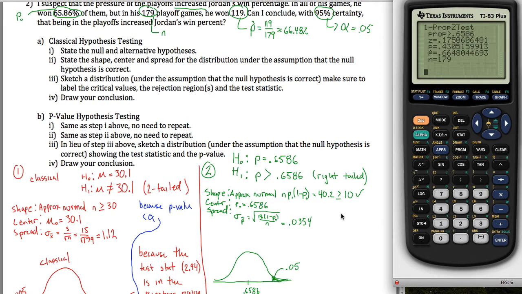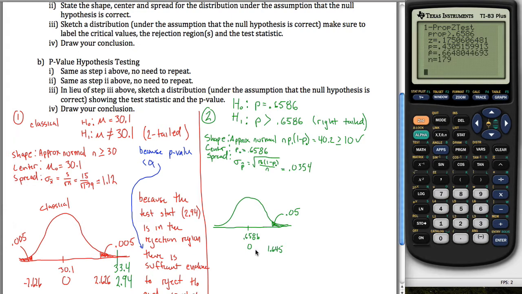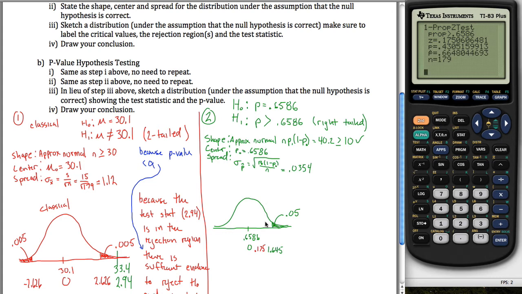If I go down to calculate, it'll give me my z, my test statistic, and my p-value. What this is saying is I have a test statistic of only 0.175. It's way over here, 0.175. And that's the number that corresponded with my value of p hat, this 66.48%, 0.6648. Those were supposed to line up there. That's my test statistic. And note it is not in the rejection region.